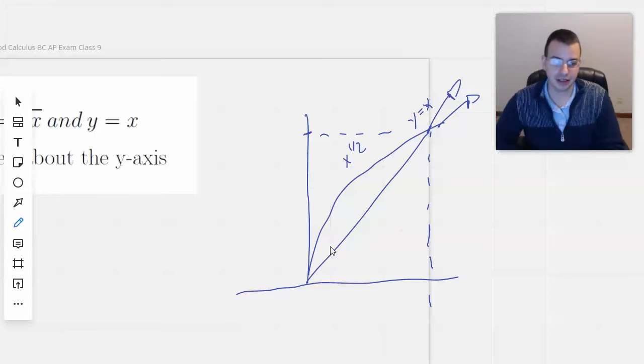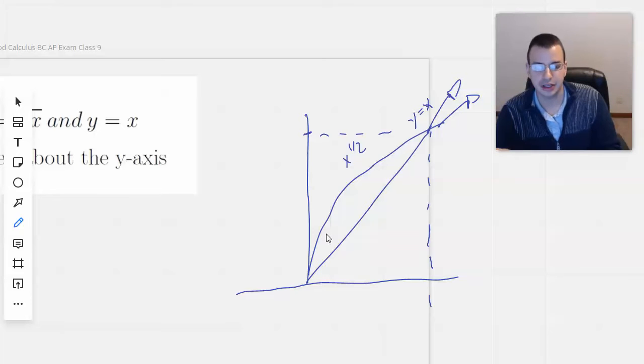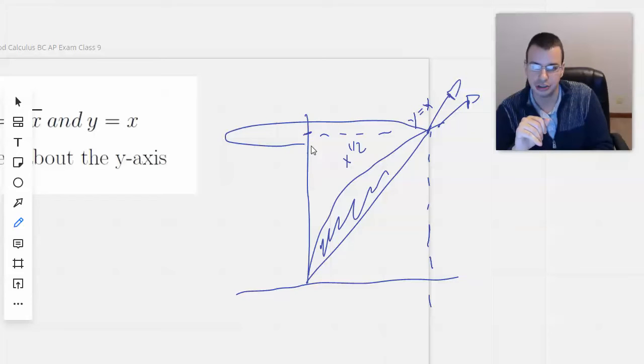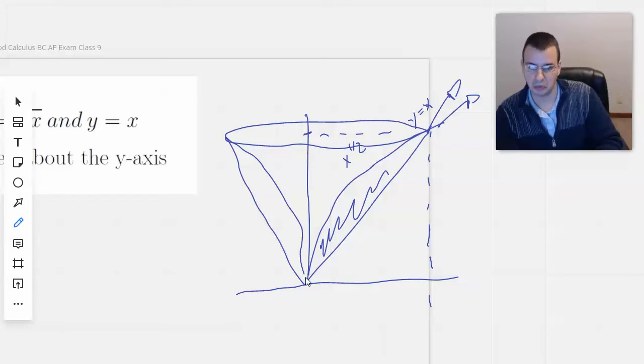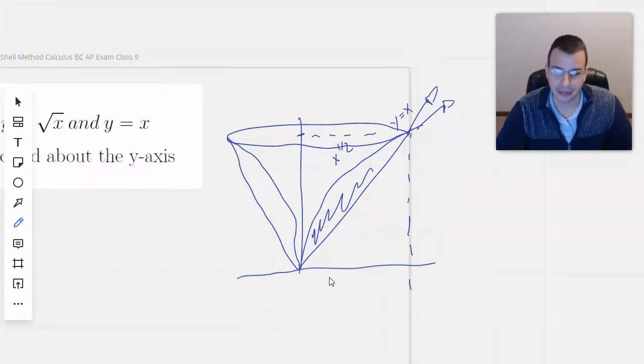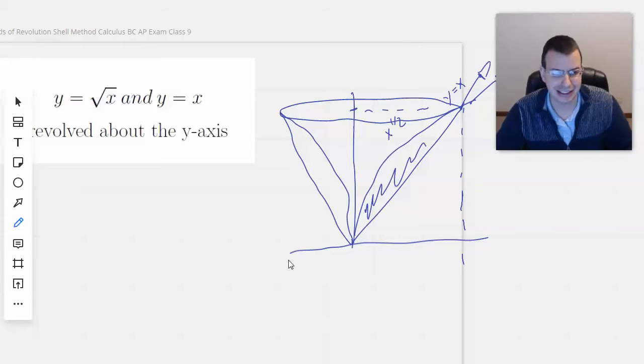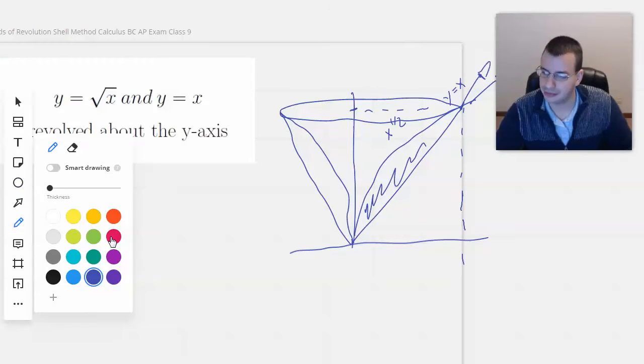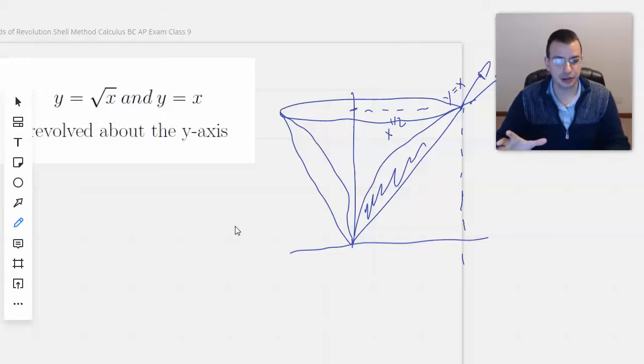Okay, so we have a figure like this with the area bounded as such, and we're going to revolve it about the y-axis. So it's going to look something like that. Again, not drawn to scale. Like so. And then maybe kind of like so. Okay, that is not a pretty picture.